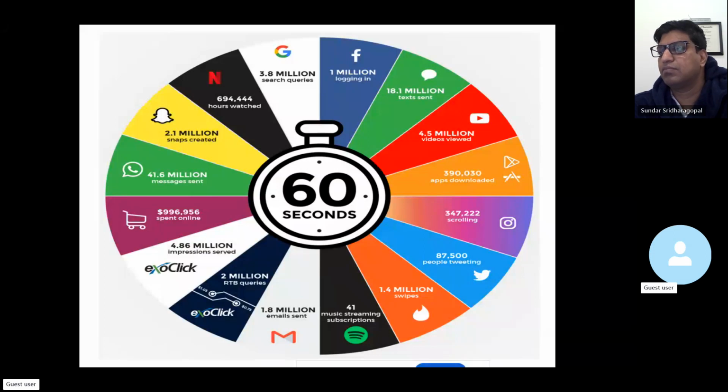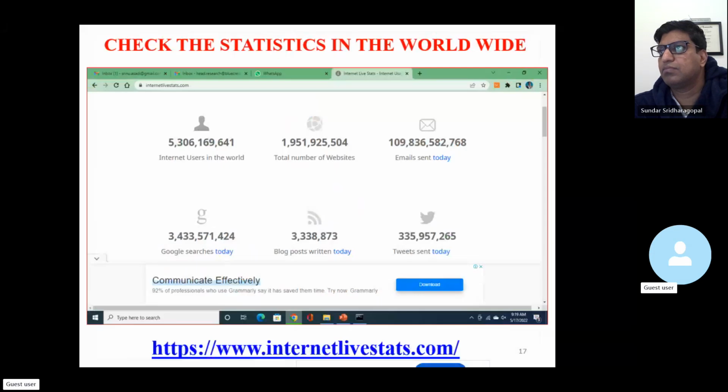So now my question is where we can see the internet live statistics. If you use this URL, www.internetlivestats.com, you come to know how many users are connected within 60 seconds. You can see the internet users in the world connected. Can you read this number? It's a very big number, Sundar.